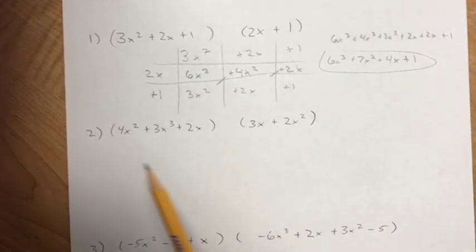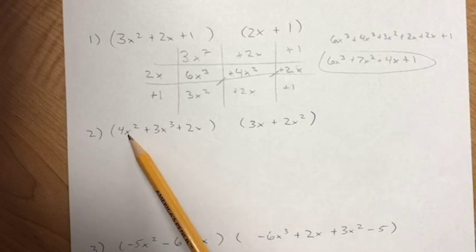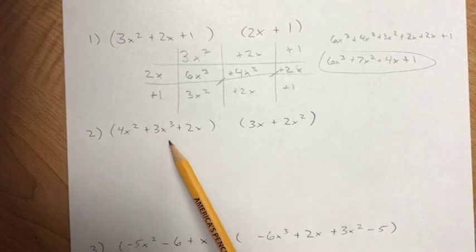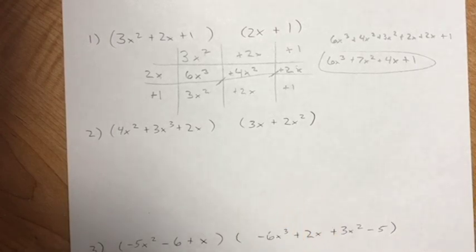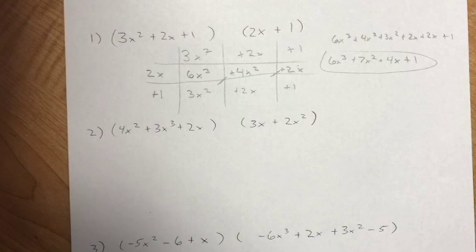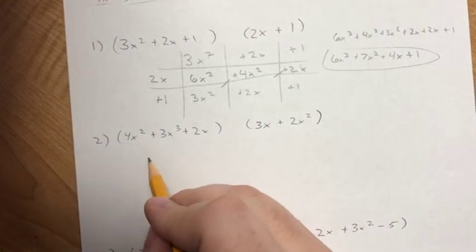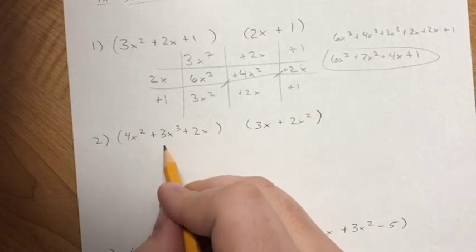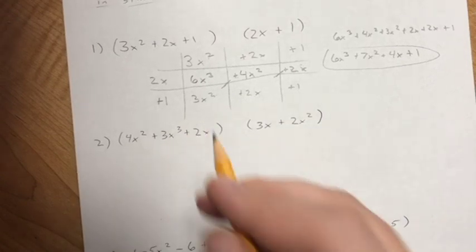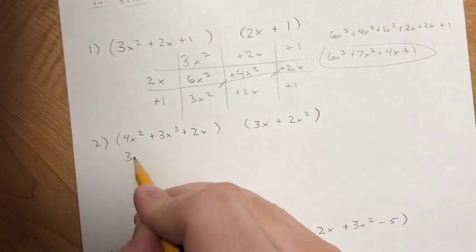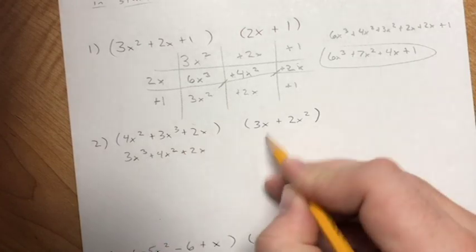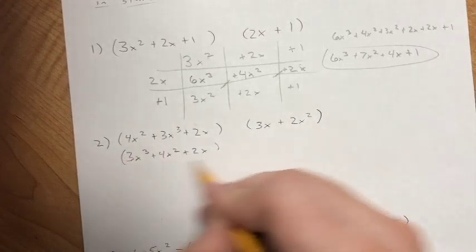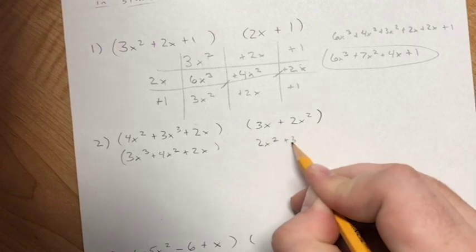But notice in this particular one, before we go into it, it's got 4x squared plus 3x cubed plus 2x, and this one is 3x plus 2x squared. When working with the table method, the first thing you probably need to do is rewrite these into standard form. Meaning that we want to make sure the polynomial's degree is going from the highest degree to the lowest. So we can rewrite this one as 3x to the third plus 4x squared plus 2x. And this one right here can be rewritten as 2x squared plus 3x.